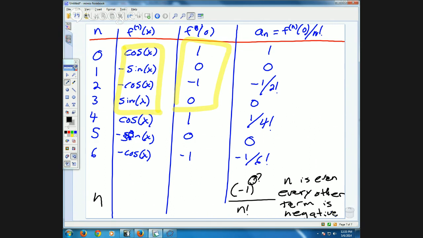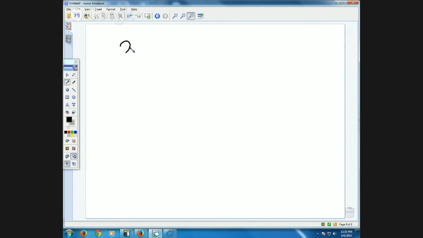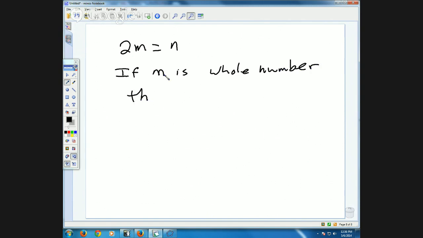So instead, I'm going to change to a different letter instead of n. I'm going to use m. So I'm going to go to a new page. I'm going to say 2m equals n. Because this way, if m is an integer, it guarantees me an even n. If n is like a counting number, a whole number, if m is a whole number, then n is now even.